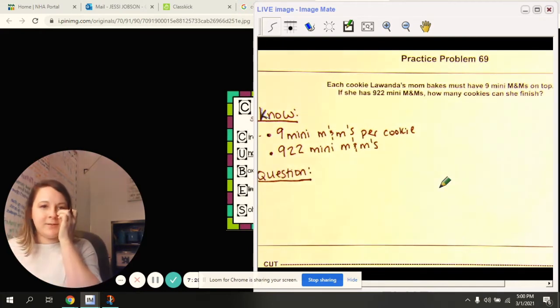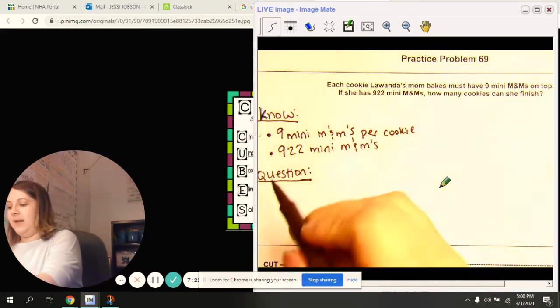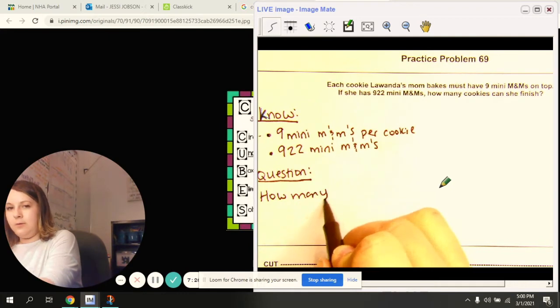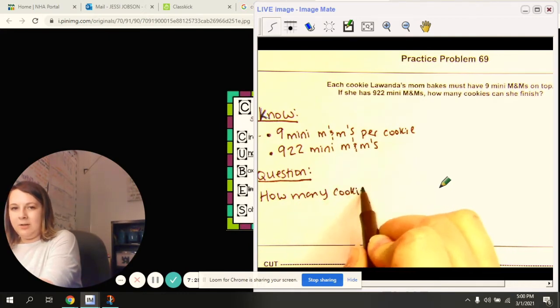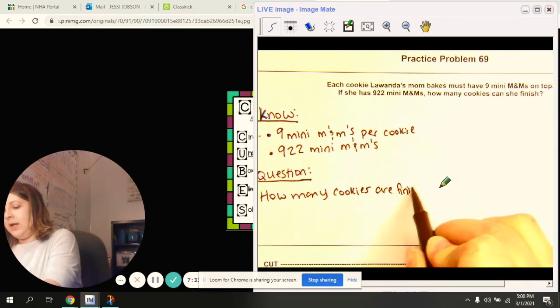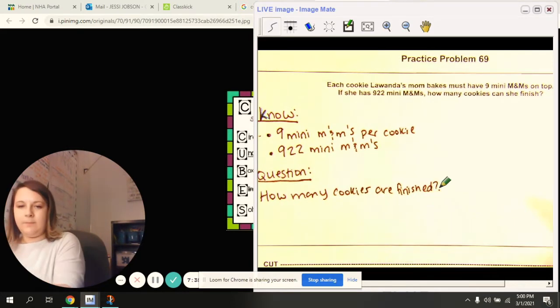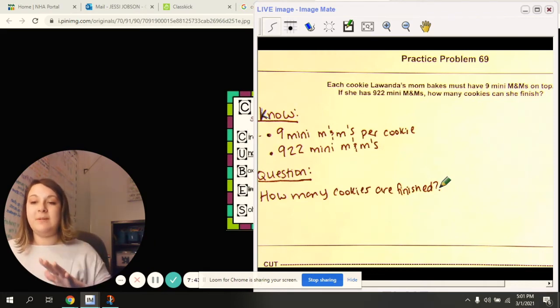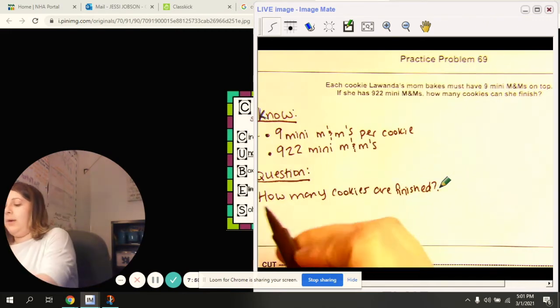The question is, how many cookies can she finish? How many cookies are finished? So that's it for breaking apart the problem. We write down what we know, we write down what we want to know. We actually use both of those pieces in the next couple steps. So now that we have that, we're going to write down how to solve.